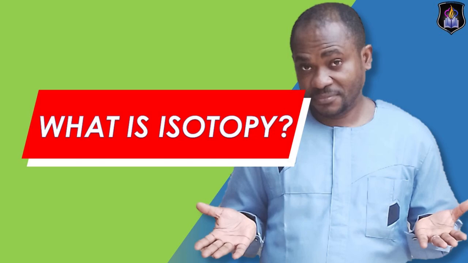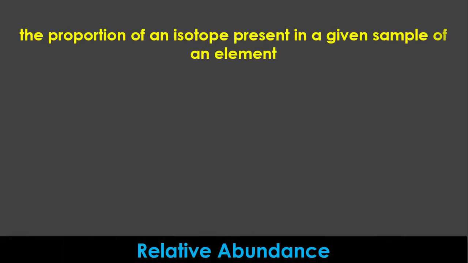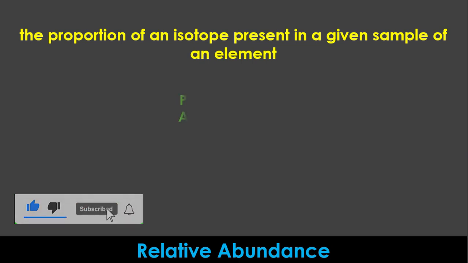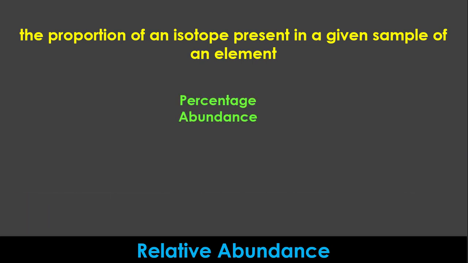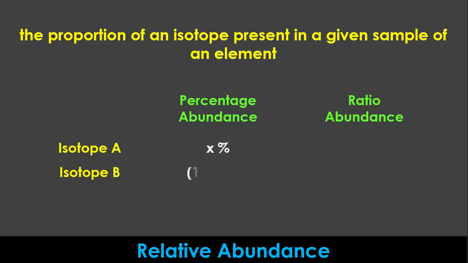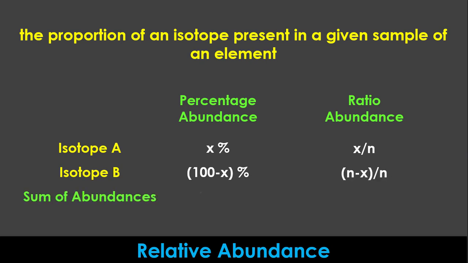As we learned in that tutorial, the relative abundance of an isotope is the proportion of that isotope that is present in a given sample of an element, and it can be expressed as a percentage, decimal, ratio or fraction. We will use this knowledge to calculate the relative atomic masses of elements, as will be seen in our example.